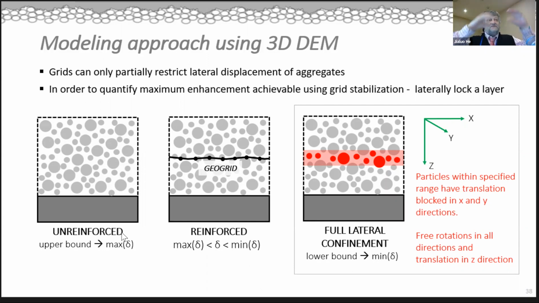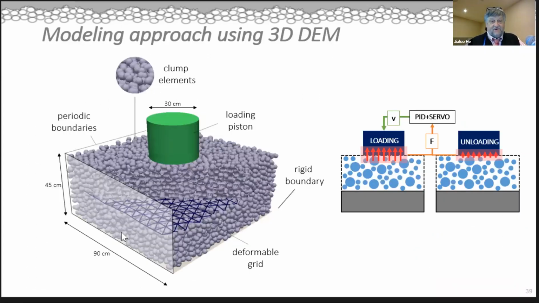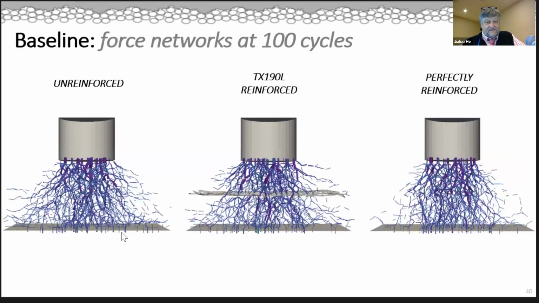And I can still allow them to move vertically. I can do all that. But that essentially represents the upper bound of what I might be able to expect from the interaction between a geogrid and the particles. And so this is just our test system where we're doing both static, monotonic, and cyclic loading on the system.